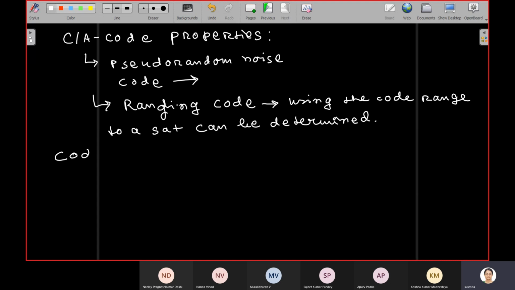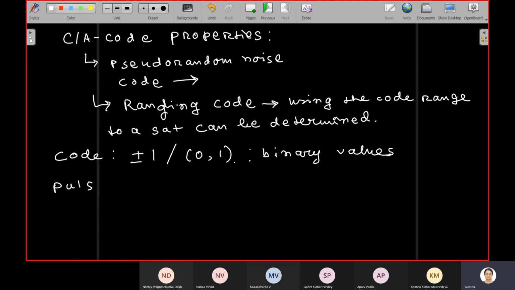The code takes binary values. Either we can have plus minus 1 representation or 0 1 representation. Binary values. And one pulse is called a chip.